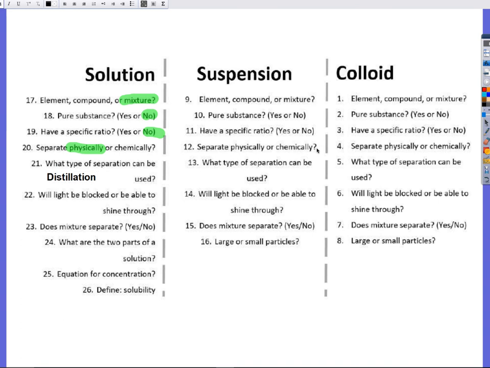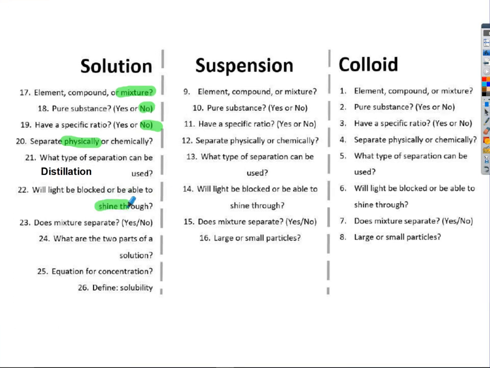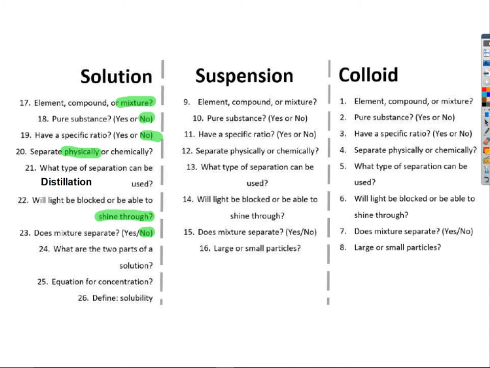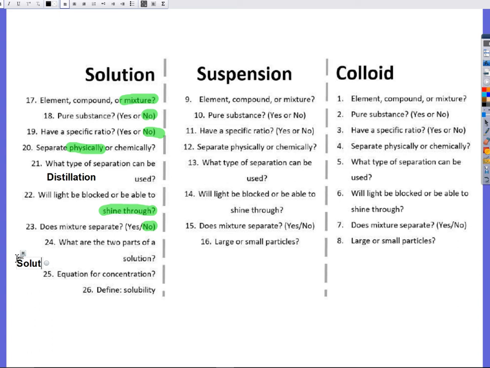If you try and shine light through a solution, it is going to shine through. The mixture will not separate on its own. It can be separated through distillation, but it won't separate naturally. The 2 parts of a solution would be solute and solvent. And the equation for concentration is the solute divided by the solvent. And solubility is the ability of a solute to dissolve in a solvent.